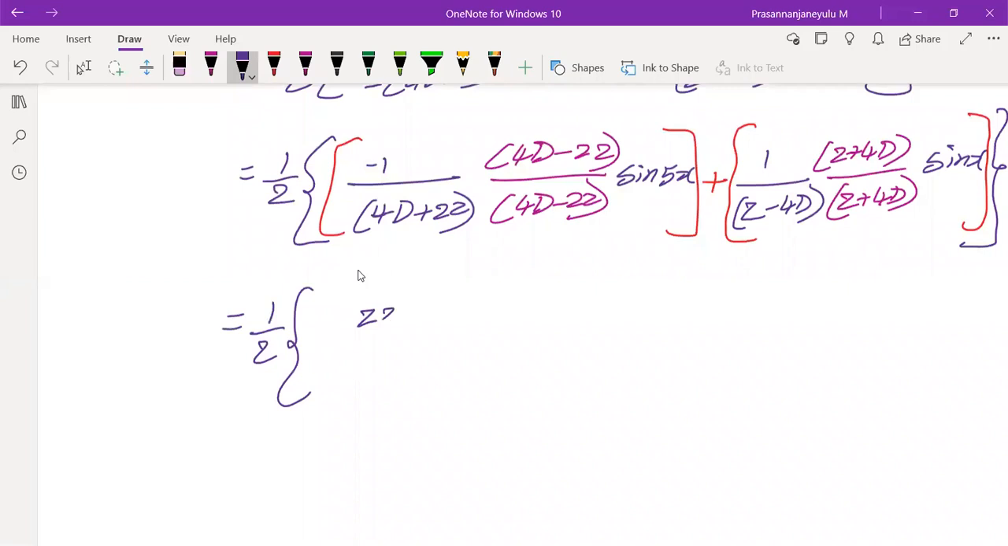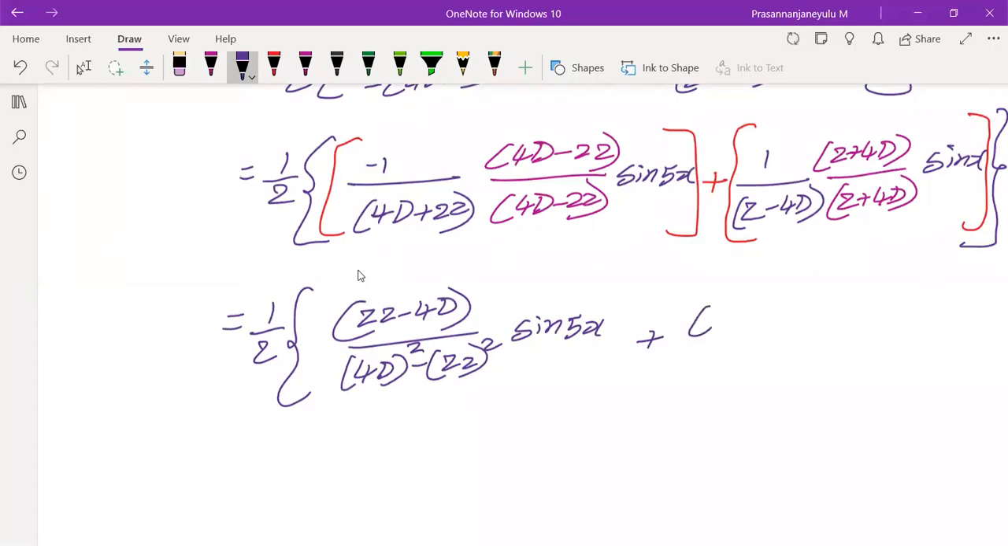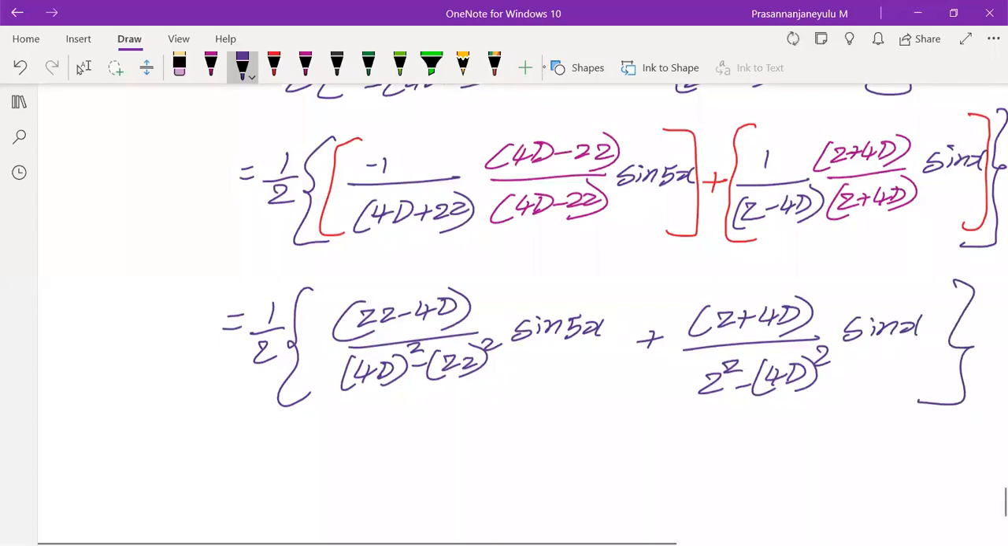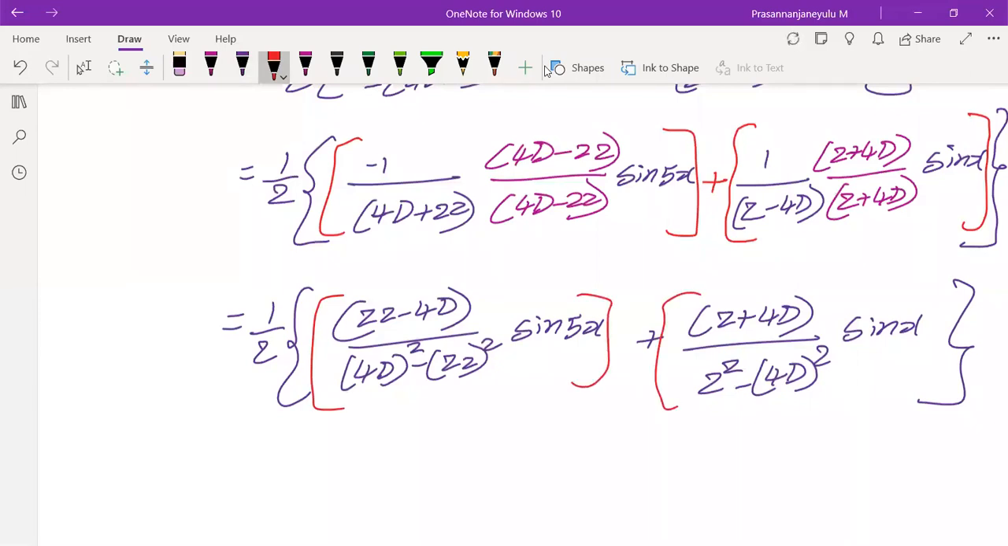Minus 1 into 4D minus 22. I am writing the numerator part as 22 minus 4D, and the denominator will be 4D whole square minus 22 whole square, of sine 5x. This is the first term of sine 5x. And going to the second term, it can be written as 2 plus 4D by 2 minus 4D into 2 plus 4D, which is 2 square minus 4D whole square. This is only the denominator part of sine x. We have to do some more simplification, and only then can we go for substitution.